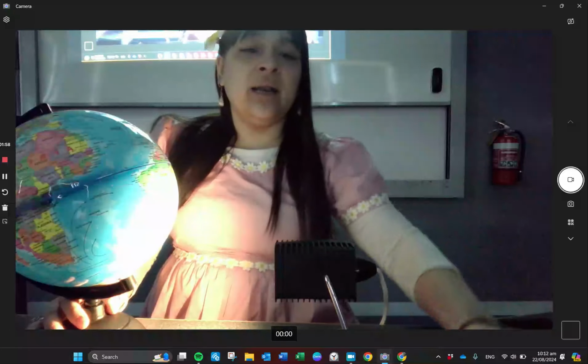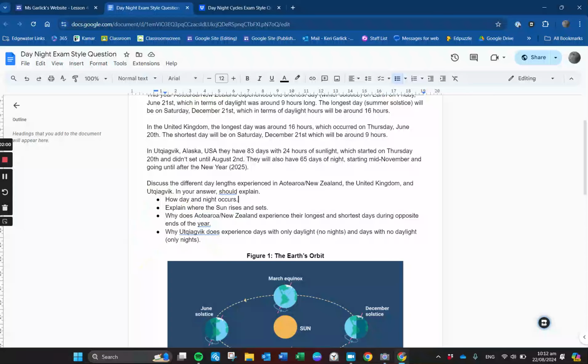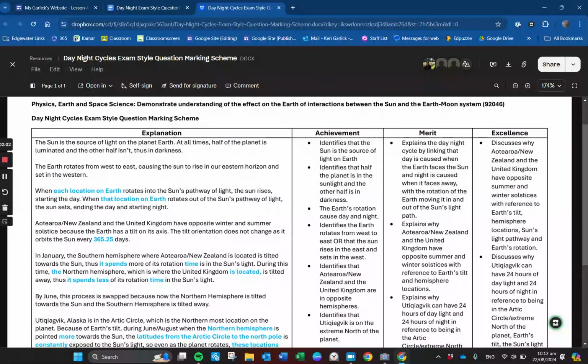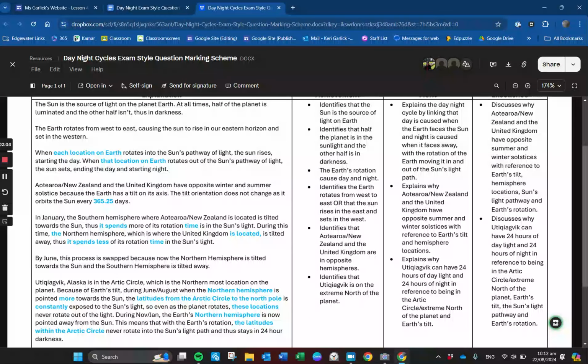So I just want to point out some of the marking schedules to that exam question you guys did. I did write this one up. So achieve stuff is just recalling the basic things. So recalling that the sun is the light source, that half the planet's going to be lit up, and that the rotation of the Earth is what's causing it to have day and night.